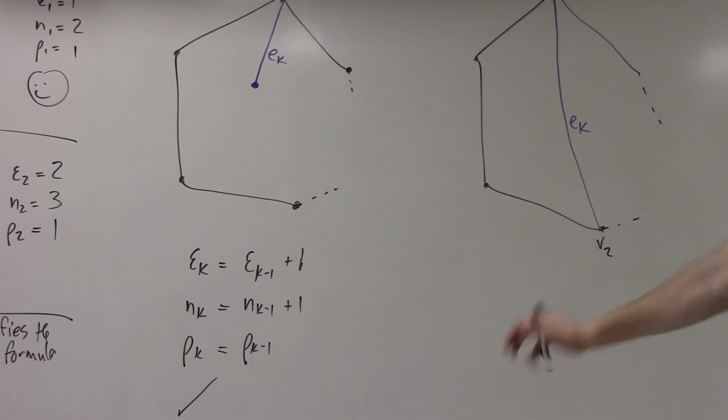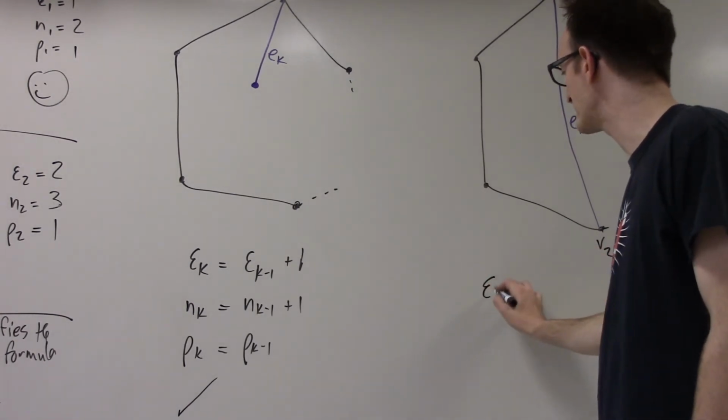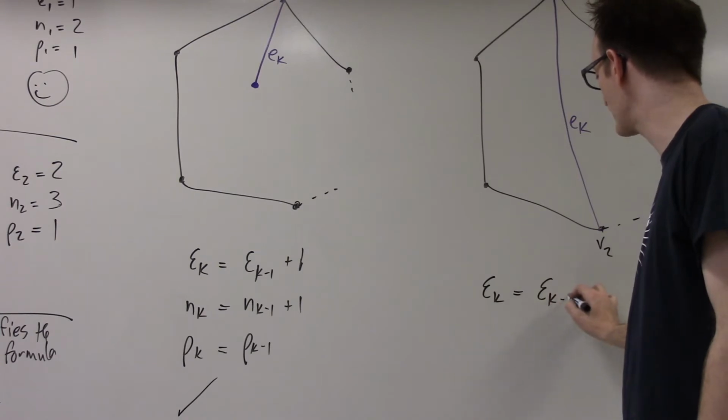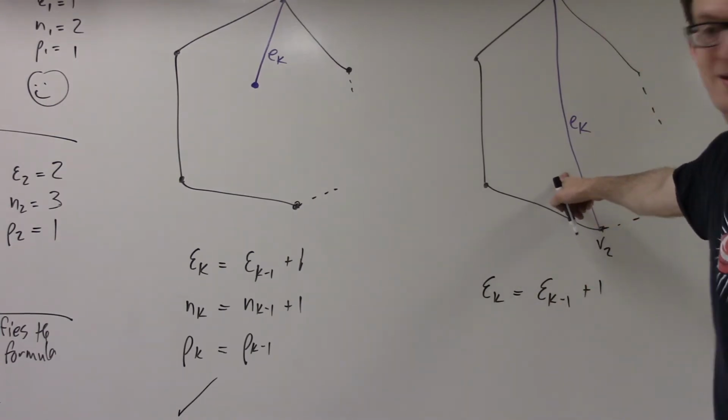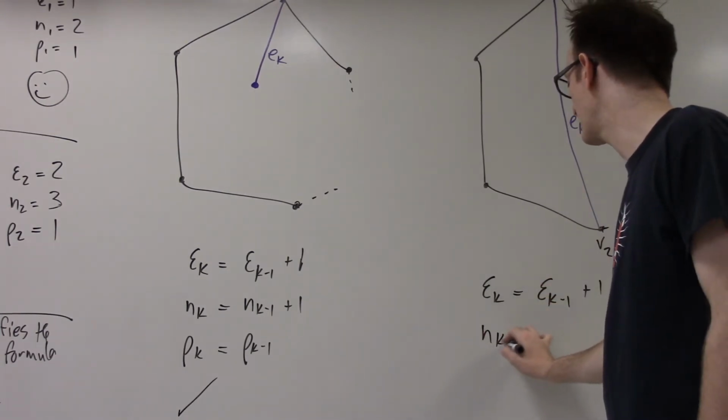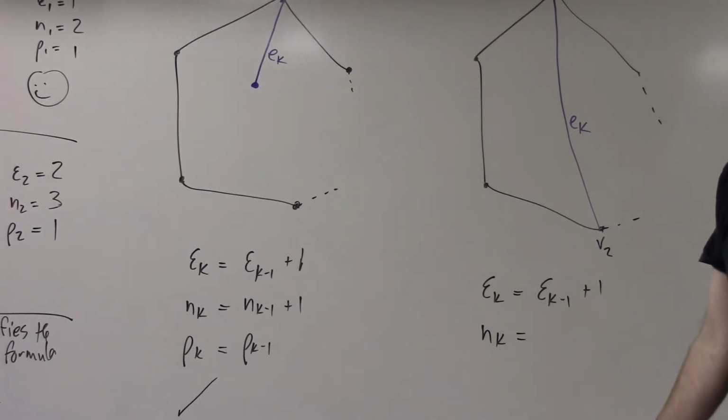All right, let's just go through them. What's E sub k? It's just E sub k minus 1 plus 1 again, because I added an edge. That's what happens at every step. N sub k is, did I add a new vertex?